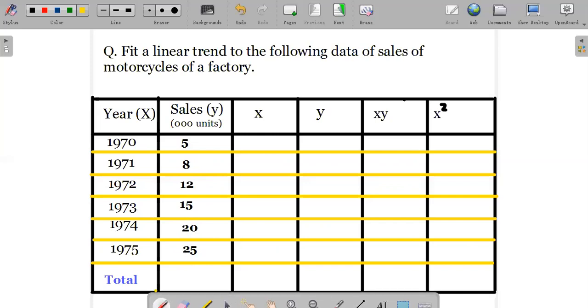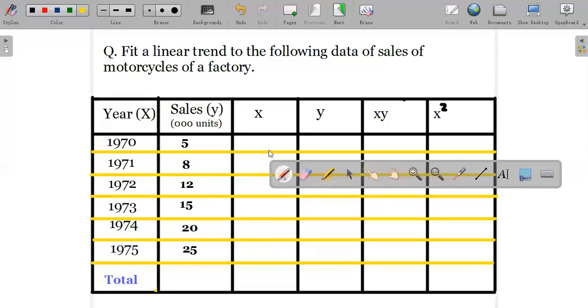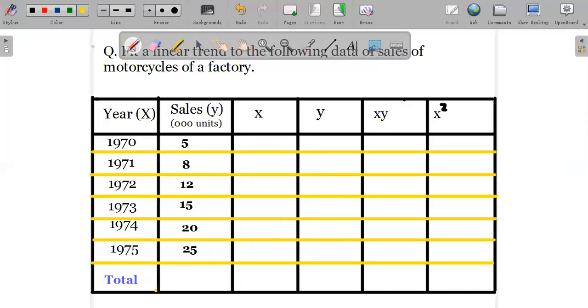Where is my stylus? Please come here, I need you. Okay, so we add up. Equal to 85. I think yellow color is not good. Okay, which color is okay? This color is okay. Oh, where is 85? I cannot see you.